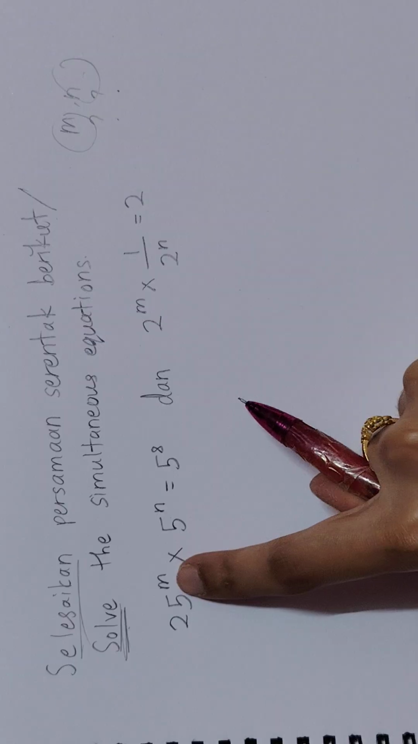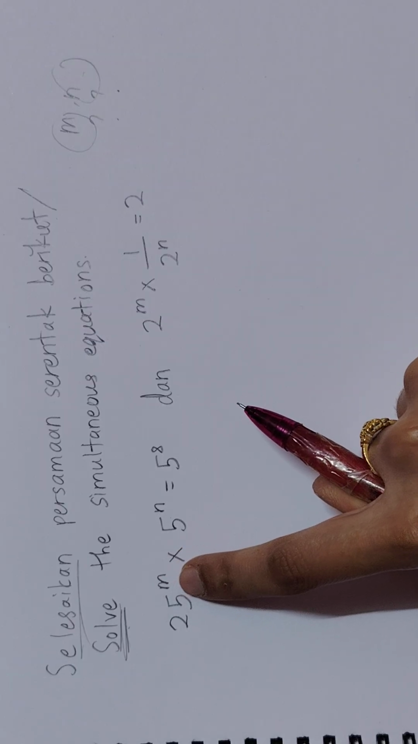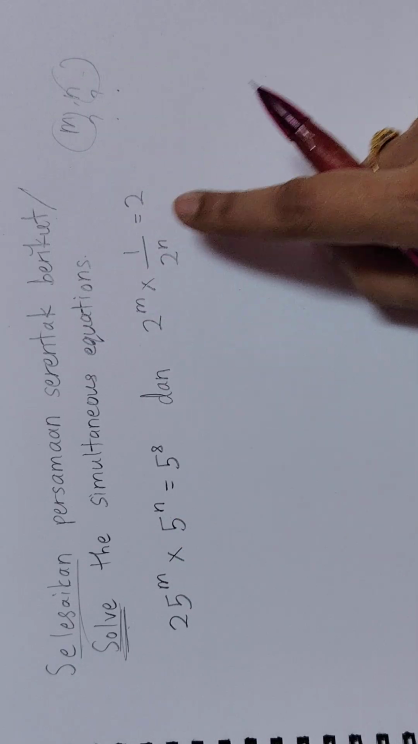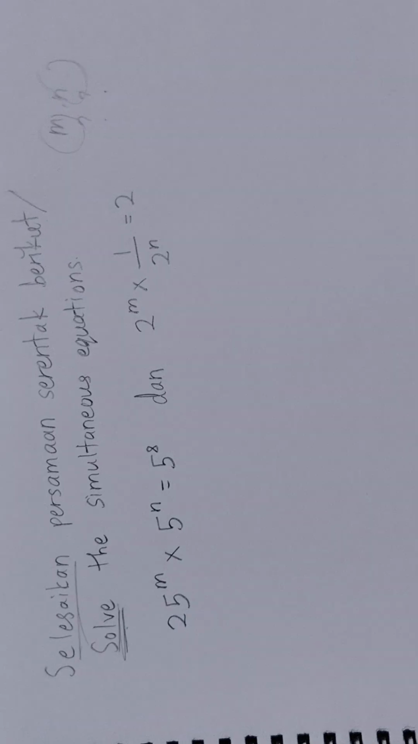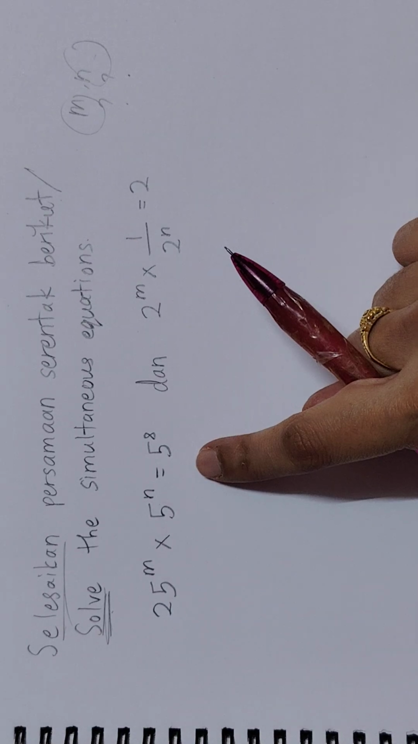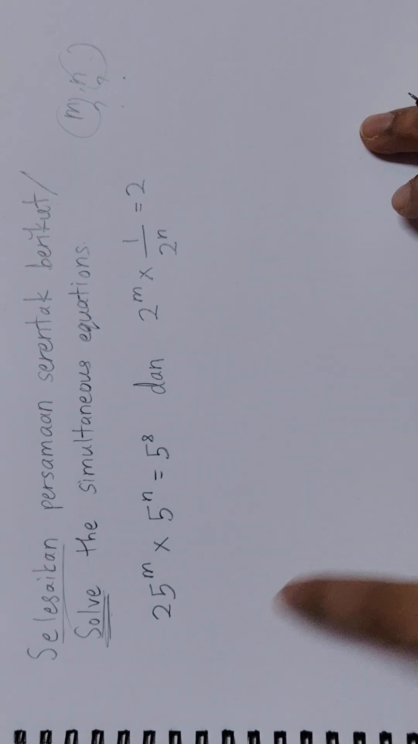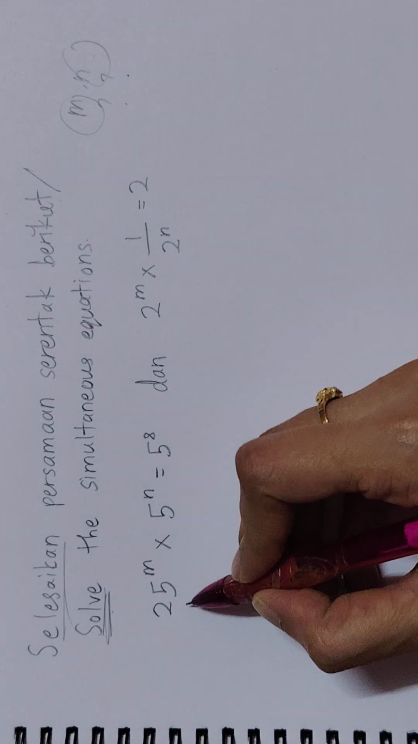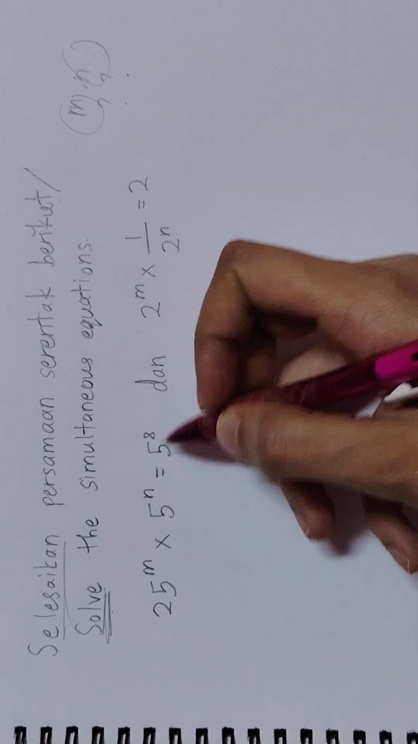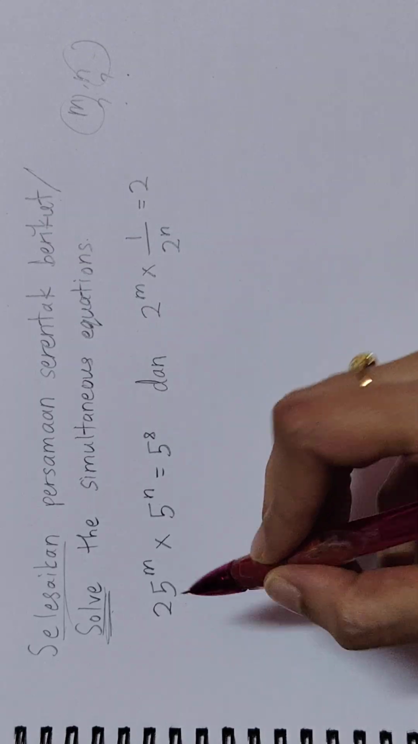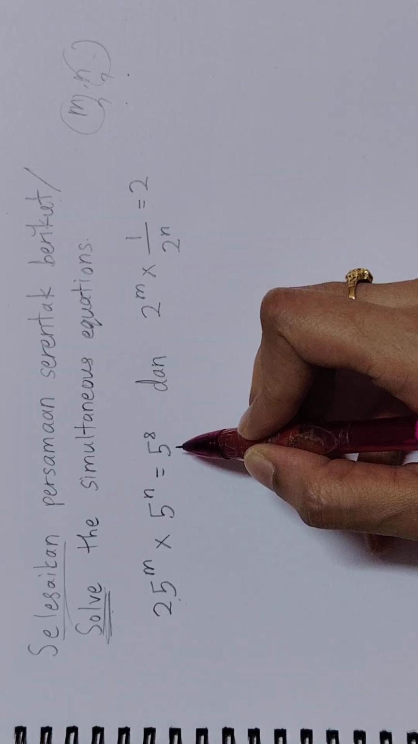Okay, so you see your alphabet m is over here. It's like the power, right? m, n, m, n. Okay, so the first thing, look at this. 25^m times 5^n equals 5 to the power of 8. Okay, so how are we going to solve this? Before you do this, what you need to do is make the base same. Jadikan asas tu sama. Okay, 25, 5, 5.